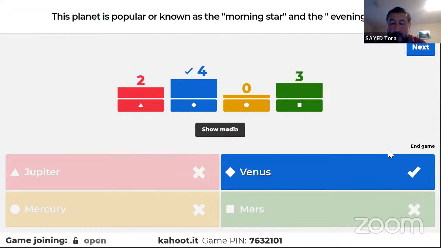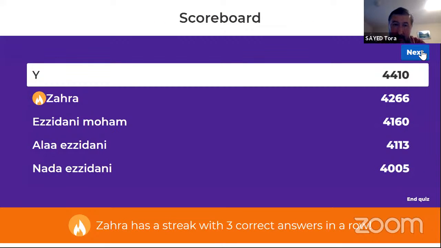Correct answer is Venus. Venus is the planet that is known as the morning or the evening star. So we see that only four people got it right, and two people chose Jupiter, and three chose Mars.